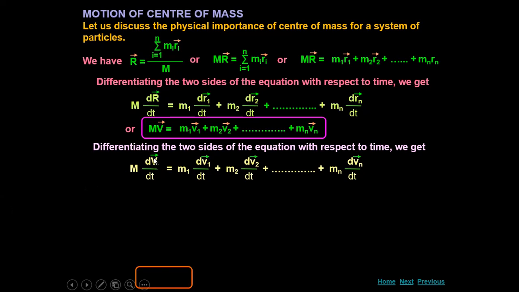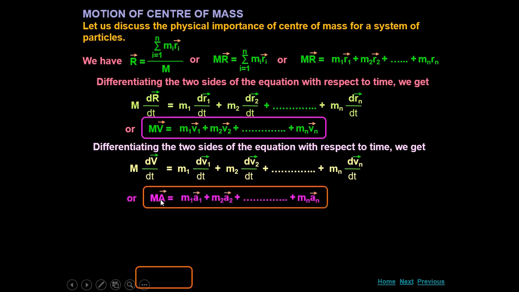So here it is the same: dV upon dt means the rate of change of velocity of the center of mass with respect to time, so you can write it as acceleration. So m a vector, where a vector is the acceleration of the center of mass, equals m1 dv1 upon dt, which can be written as a1. a1 is the acceleration of the first particle. Similarly a2 is the acceleration of the second particle, and so on up to the nth term.